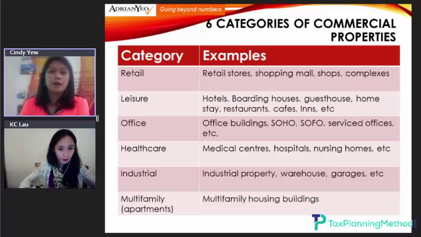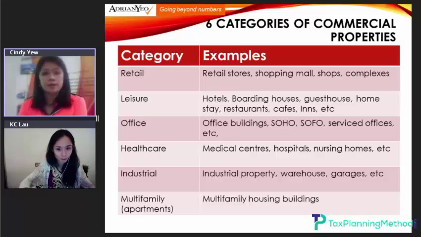Then moving forward is healthcare, which includes medical centers, hospitals and so on. Industrial includes property, warehouse and garage, and multi-family. Here referring to the shop office.